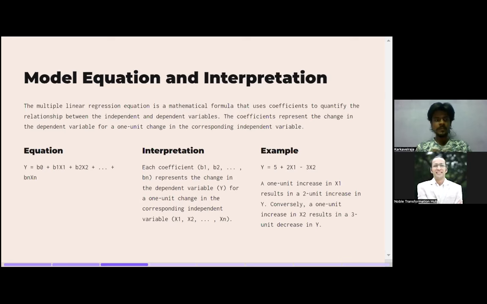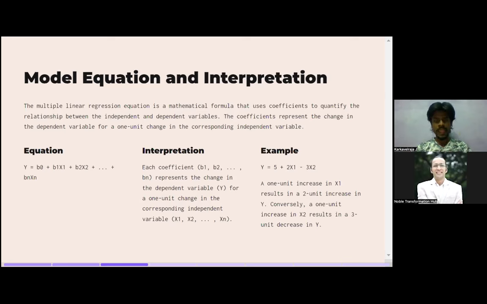Okay. Interpretation. Each coefficient B1, B2, dot dot to bn, that is slopes, represents the change in the dependent variable y for a one unit change in the corresponding independent variables x1, x2, x3, dot dot to xn. That's it. Okay. Now, let us see the example.